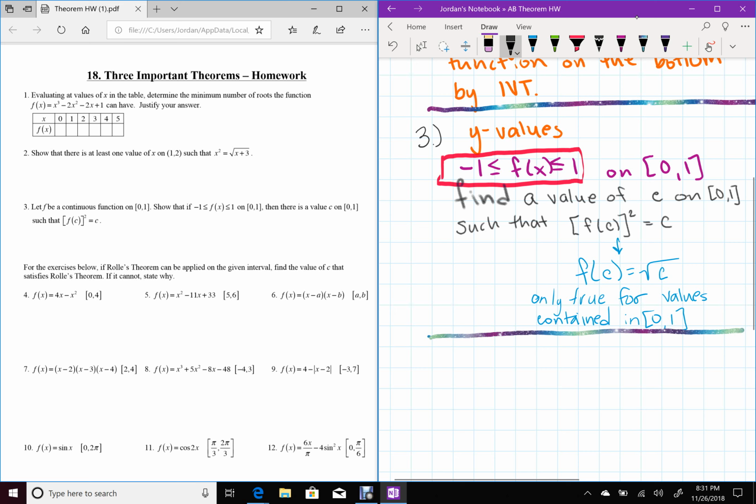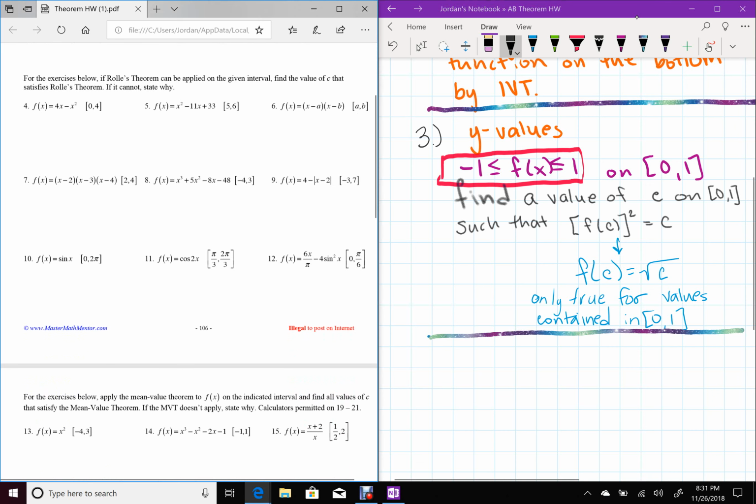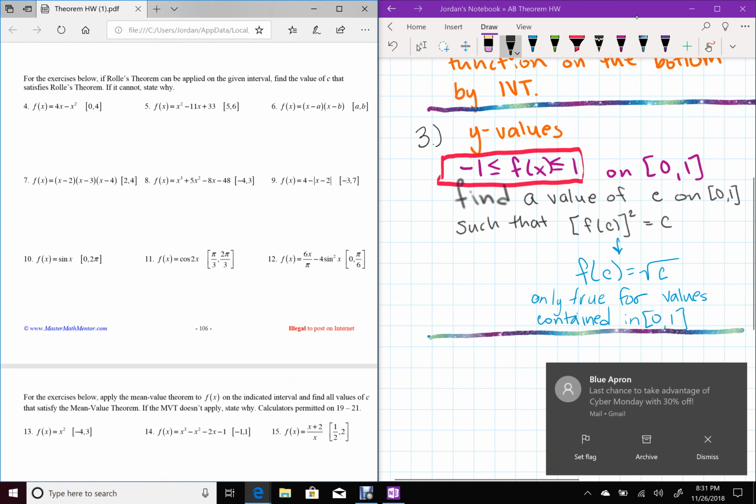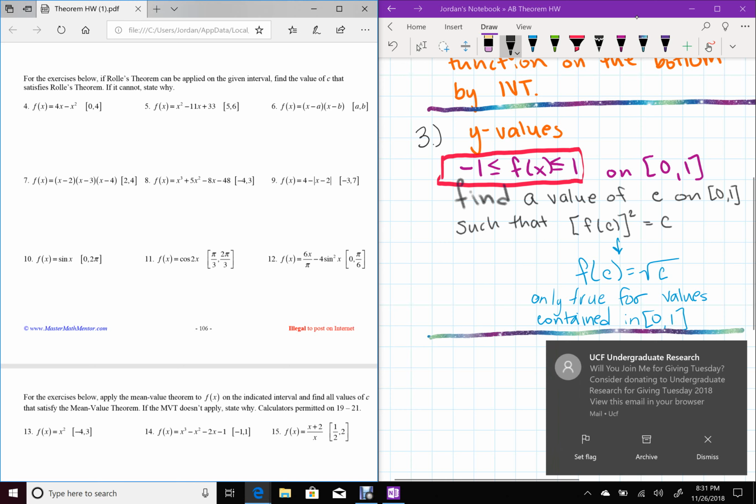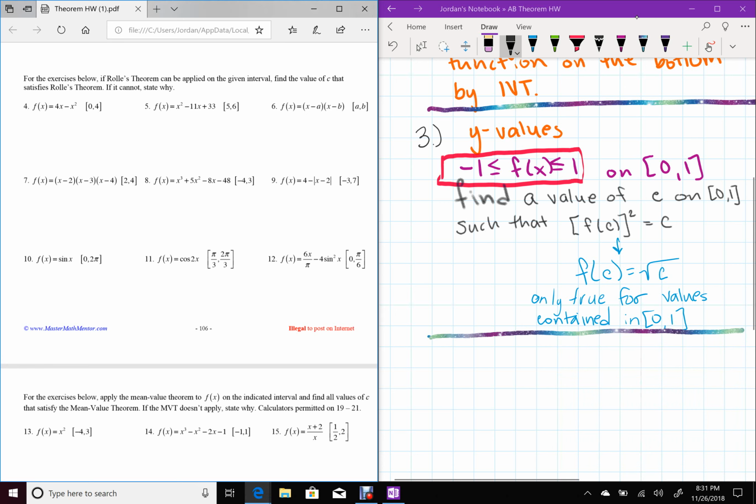If we move on, the next one we were to look at was number 6. Okay, so we have to figure out if Rolle's theorem can be applied on the given interval and find the value of c that satisfies Rolle's theorem if it can be applied. Okay, so with this one, number 6, we have f of x equaling (x minus a)(x minus b) on the interval from a to b.